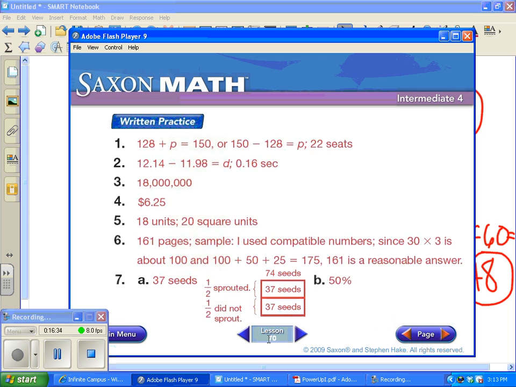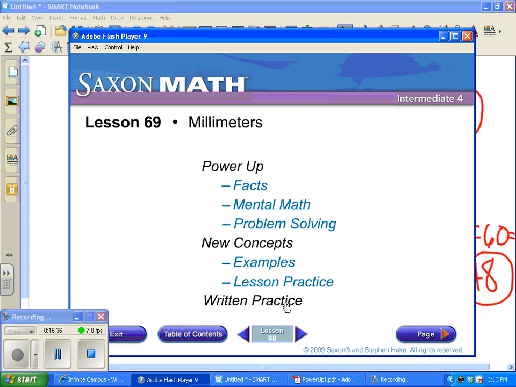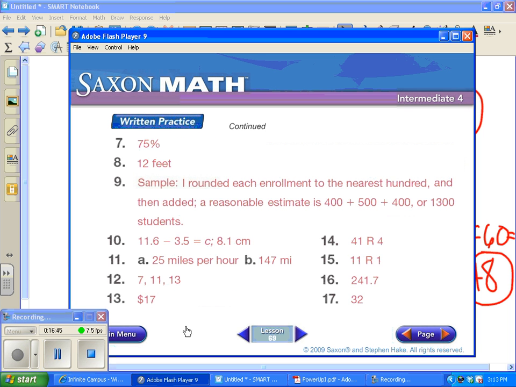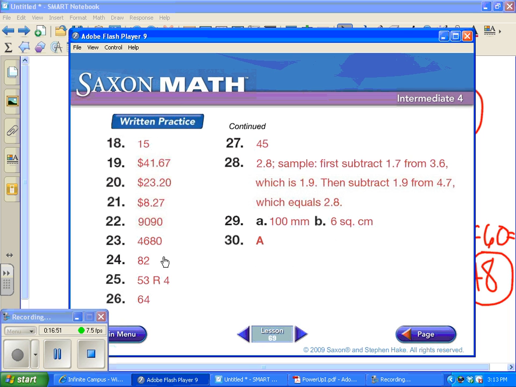All right, let's go back now. I know you need to check written practice for 69. So hit pause as you check 1 through 6. Hit pause as you check 7 through 17. And hit pause as you check 18 through 30. And don't forget to turn your work in to get your credit.